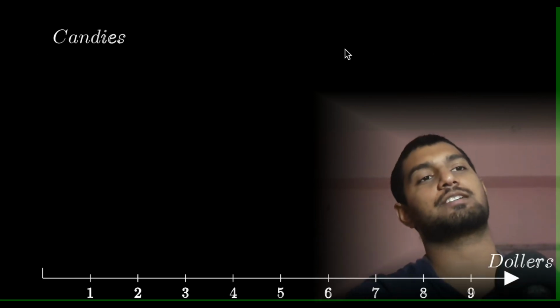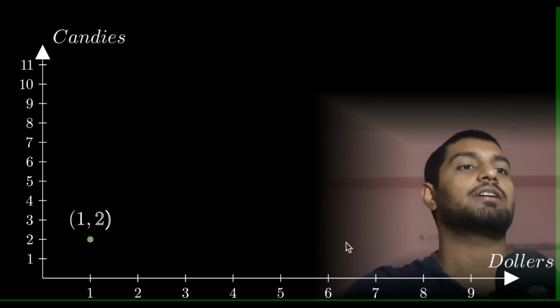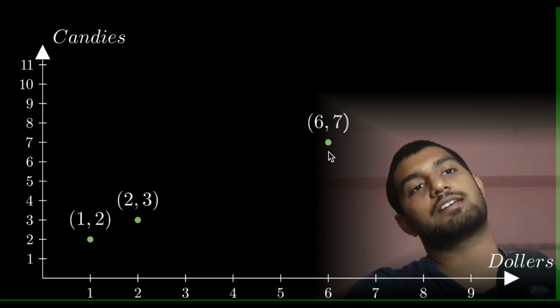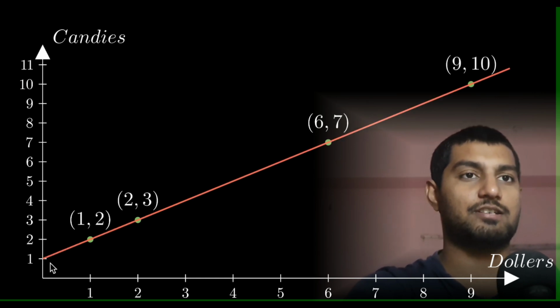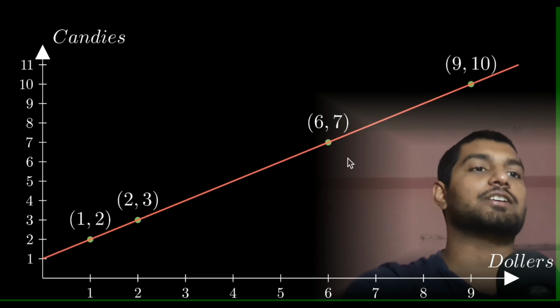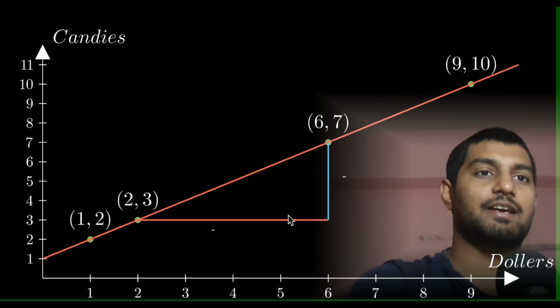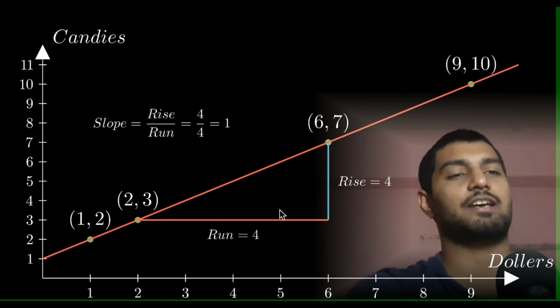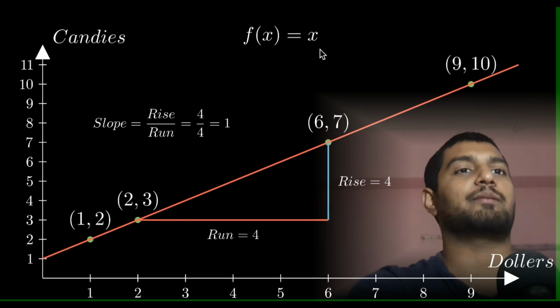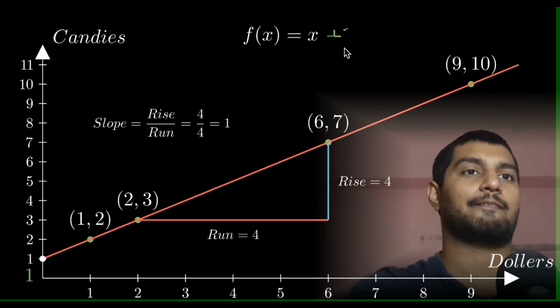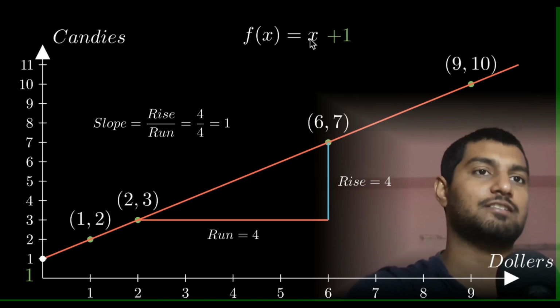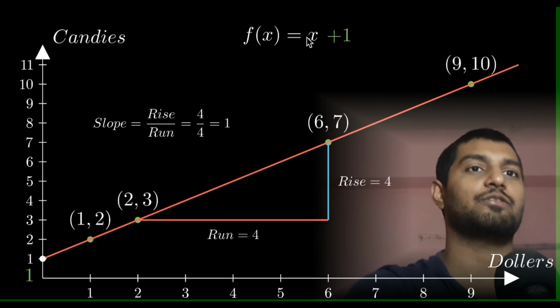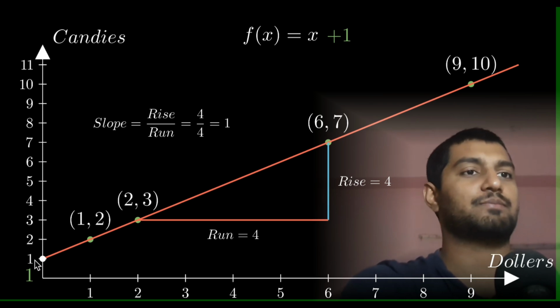We can do it with the previous example as well, candies and dollars. Those points were like this, and then we drew a graphical function over here joining this line. You can see the intercept is 1 over here, and we'll find the slope. The rise over run is 4 over 4 in this case. 4 by 4 is 1, and it'll become x plus 1. Right? The slope over here is 1, and even if you don't write 1, it's okay. And this plus 1 is the intercept.